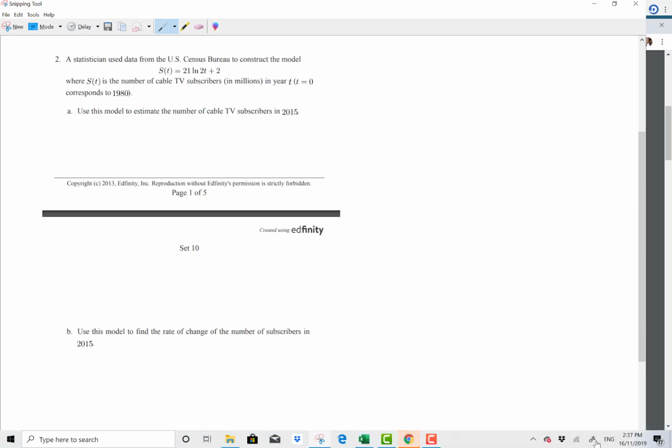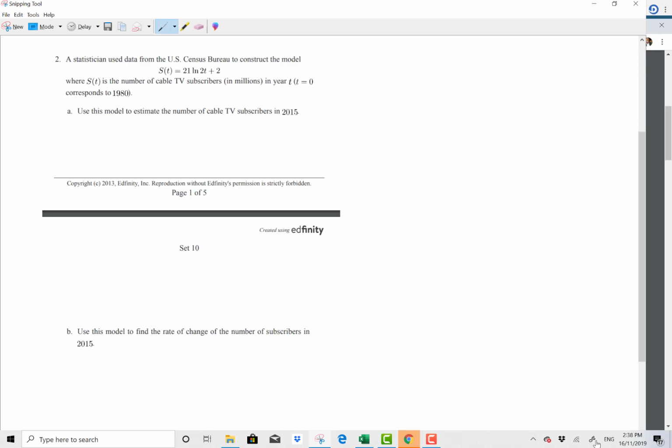All right, so let's look at number 2 now. For number 2, they said a statistician used data from the U.S. Census Bureau to construct the model. So we have S(t) equal to 21 ln(2t + 2), where S(t) is the number of TV subscribers in millions in a year. Obviously right here they said that t = 0 corresponds to 1980. So we need 1980, use the model to estimate how many TVs in 2015.